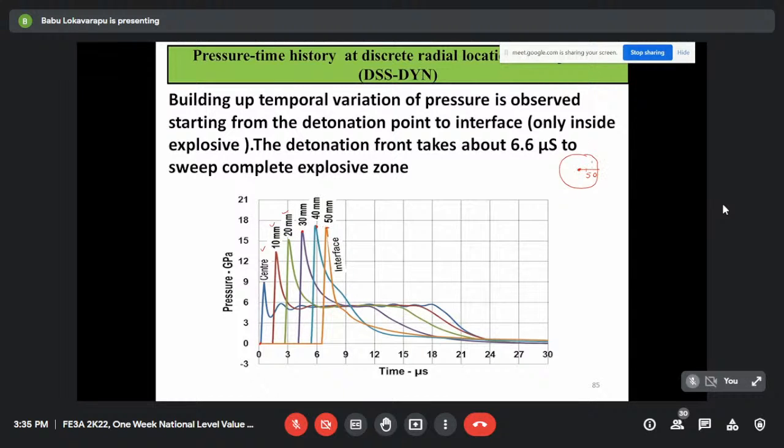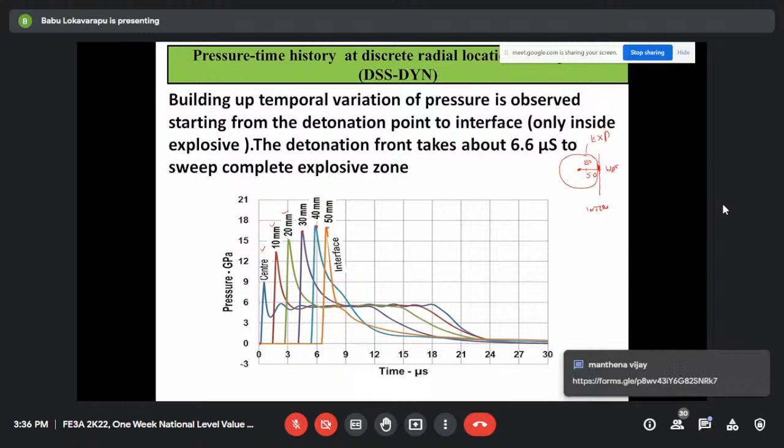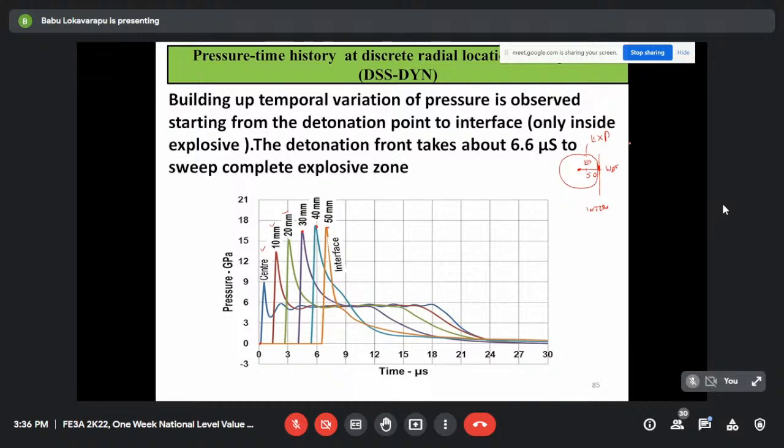What is 50? This is the entire radius, right? 50 is nothing but the outside of the explosion, right? So here water is there, and this is the explosion. So 50 means what? It is an interface. So at 50, it is coming here. When it reaches 50, the next is only water medium. No explosion; the entire explosion takes place, then only water is there.